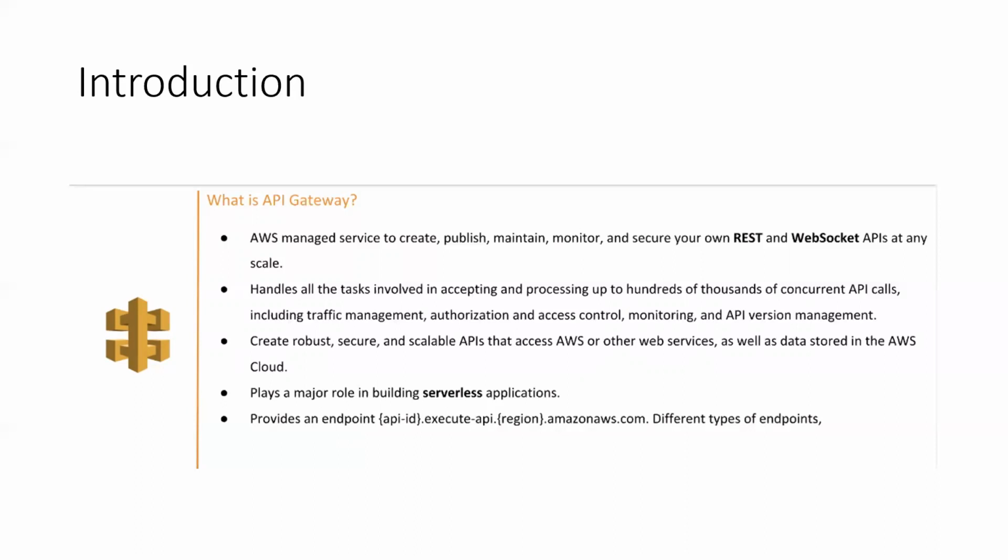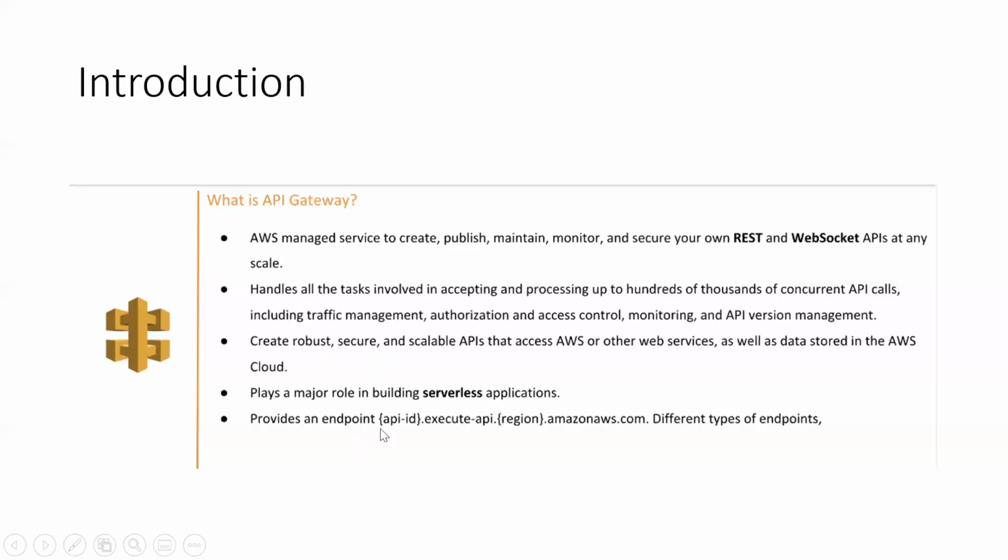They all work on the HTTP or HTTPS protocols, and with the help of this API you can handle a lot of tasks: authorization, access control, monitoring, version management, connecting with other services, or calling Lambda functions. API Gateway helps you build serverless applications. When you have to build a serverless application, API Gateway plays a major role.